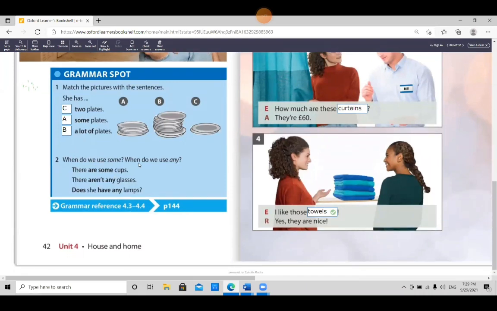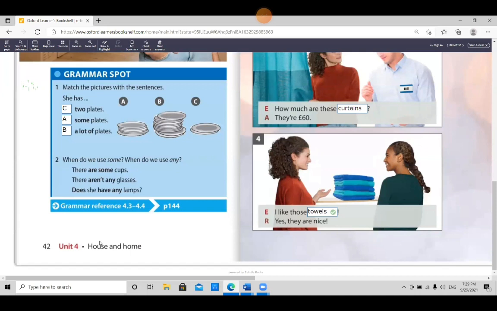Okay. When do we use some? When do we use any? Who can explain these sentences to us? Yes, who talked first? Said. Any with negative, some with positive, and any with question. Yes. So any for a question and negative, some for positive.